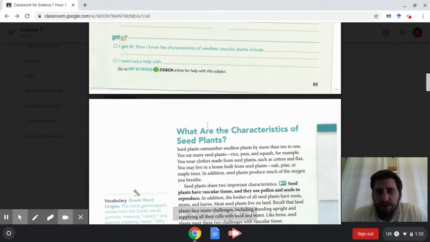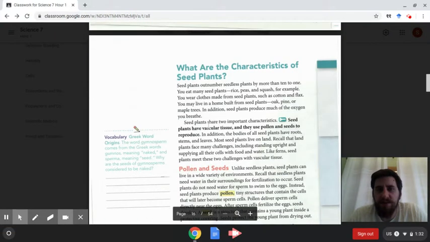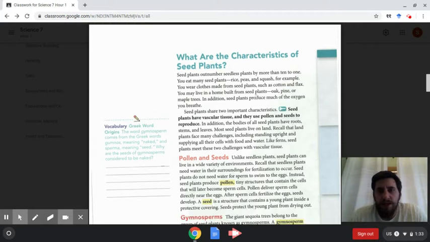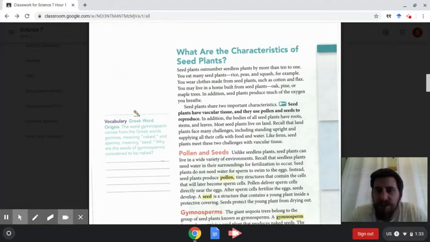What are the characteristics of seed plants? Now we get to the type of plants that everybody knows and loves. Seed plants outnumber seedless plants by more than 10 to 1. You may eat many seed plants: rice, peas, and squash, for example. You wear clothes made from seed plants, such as cotton and flax. You may live in a home built from seed plants: oak, pine, or maple trees. In addition, seed plants produce much of the oxygen you breathe.